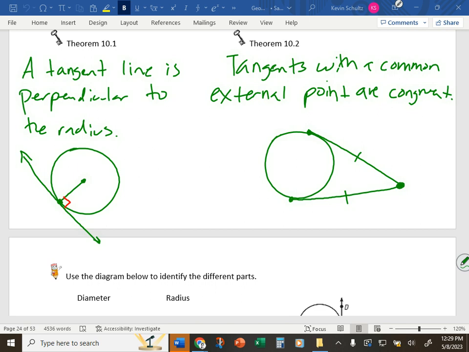Yes, Aiden. Could there be more than one radius? How does the perpendicular one work? So, yes, there could be. You could have a radius that comes up here, okay? But if our tangent line is here, we know that there's another tangent line that comes through here that is perpendicular to that one. Right, there's an infinite number of radii, there's an infinite number of tangent lines that could be drawn, but the relationship between the tangent and the radius is that they form a 90-degree angle.